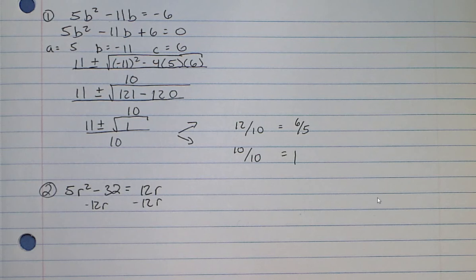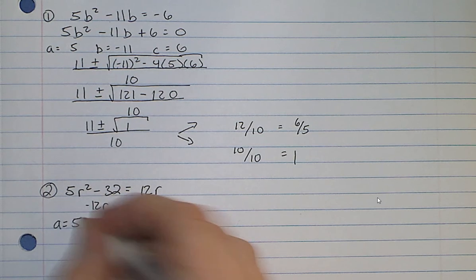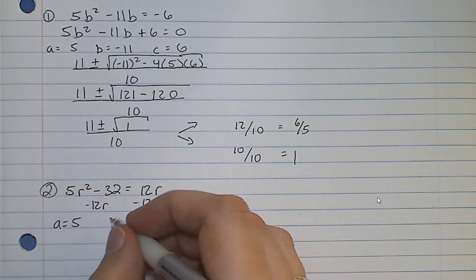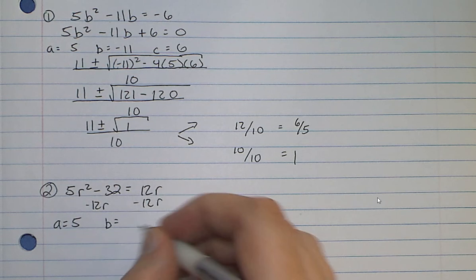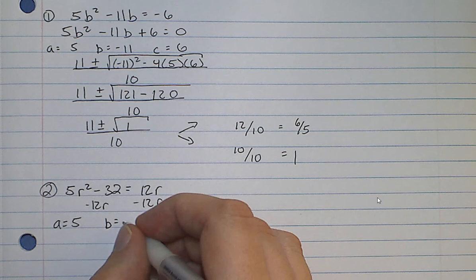And then, so A would equal 5. B would equal negative 32. Or does it equal negative 12? B is negative 12 because B is the number that's with the plain variable.